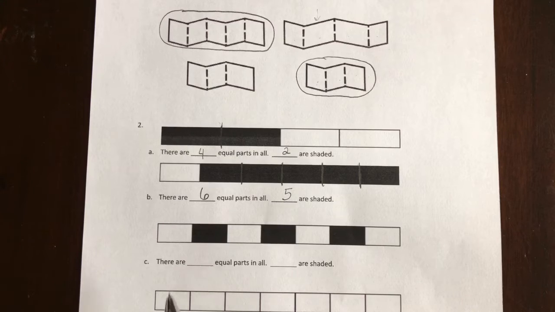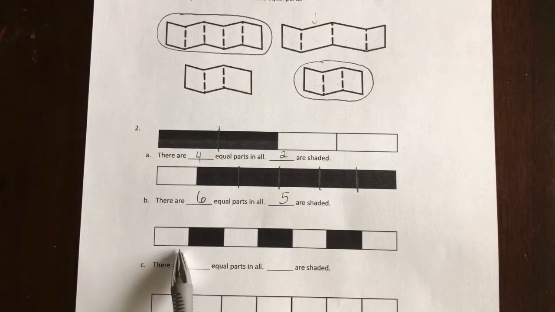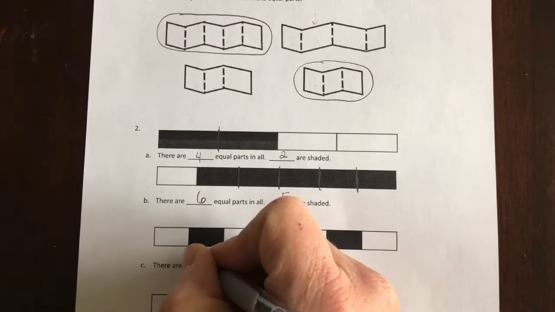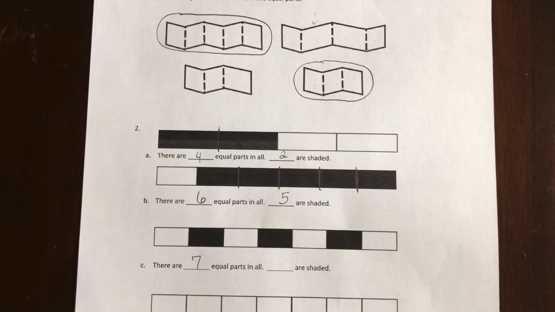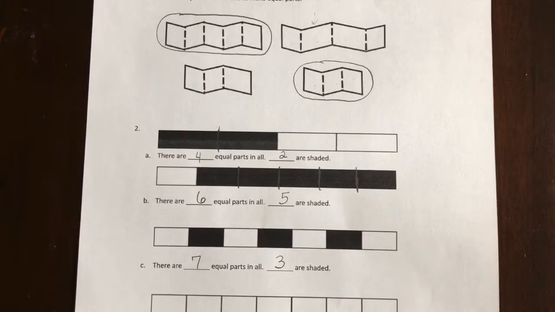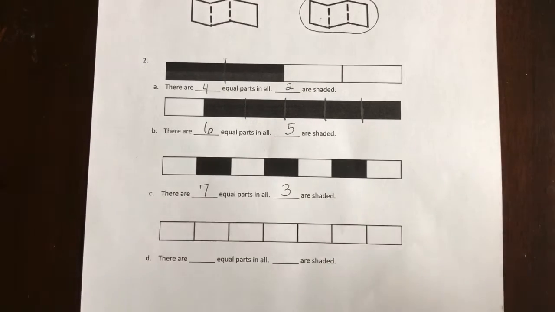Now on letter C here, 2C, this one's much more clear for us. I can definitely count the parts, and I can count the shaded areas. So first, I want to count the equal parts. 1, 2, 3, 4, 5, 6, 7. This is cut into sevenths. So I'm going to have 7 equal parts. And how many are shaded? Sticks out to me like a sore thumb. 1, 2, 3. 3 parts are shaded, so this would be 3/7 if I was going to say it as a fraction.